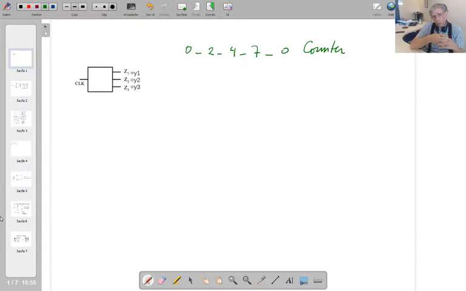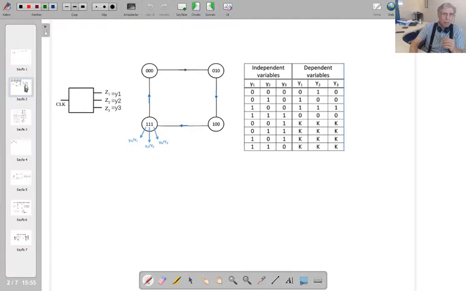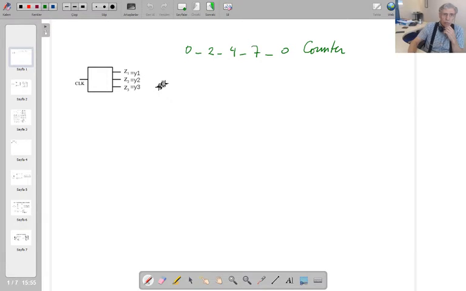From this description, I could design two different sequential circuits. One of them is going to have two memory elements in it. The other one is going to have three memory elements in it. So first one, three memory elements. Why am I saying so? I am considering that the highest number in here is 7.